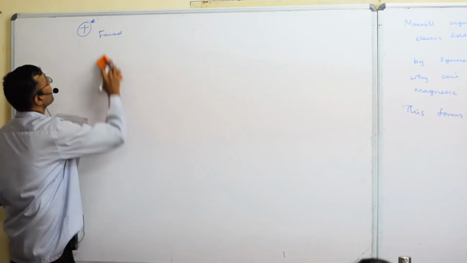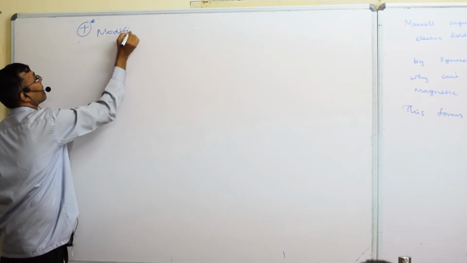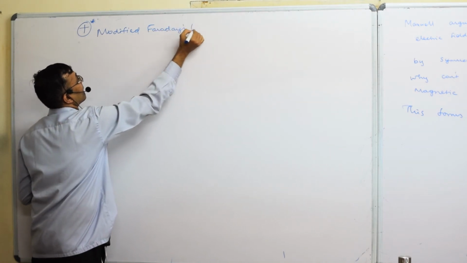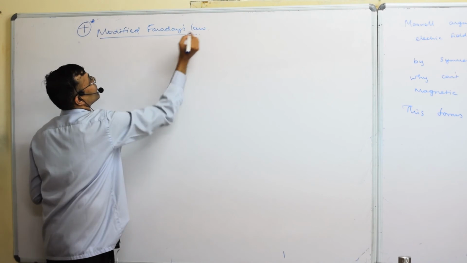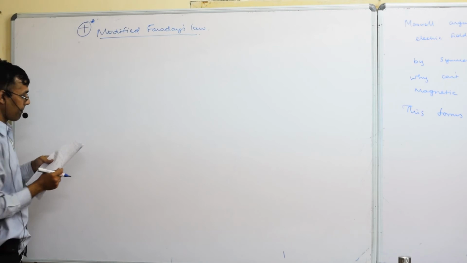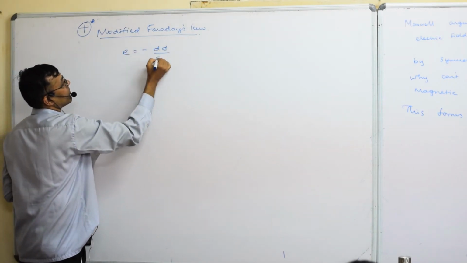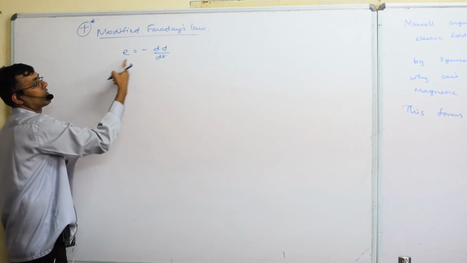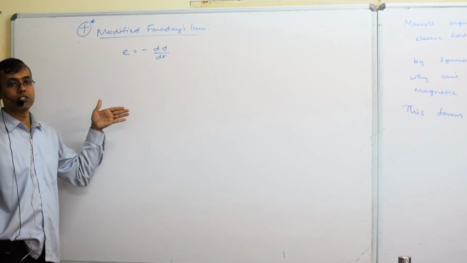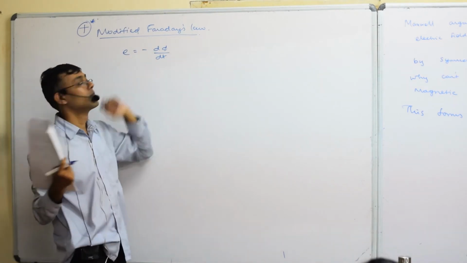Modified Faraday's law. If you're going to take physics at college level, probably you will be studying all these things again. So you know that EMF is minus dΦ/dt, right? Change in magnetic flux produces the EMF. When you say EMF, what is that? Voltage. Voltage means what? Plus and minus. That is the electric field. So do you understand, right?